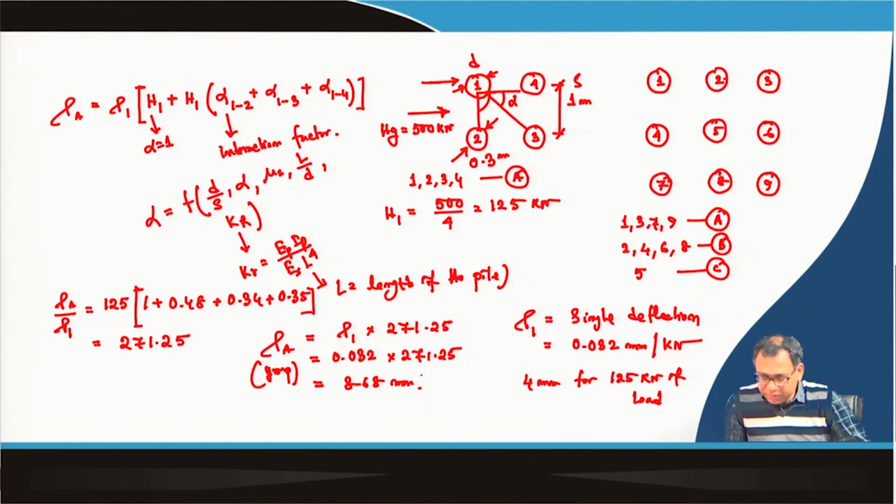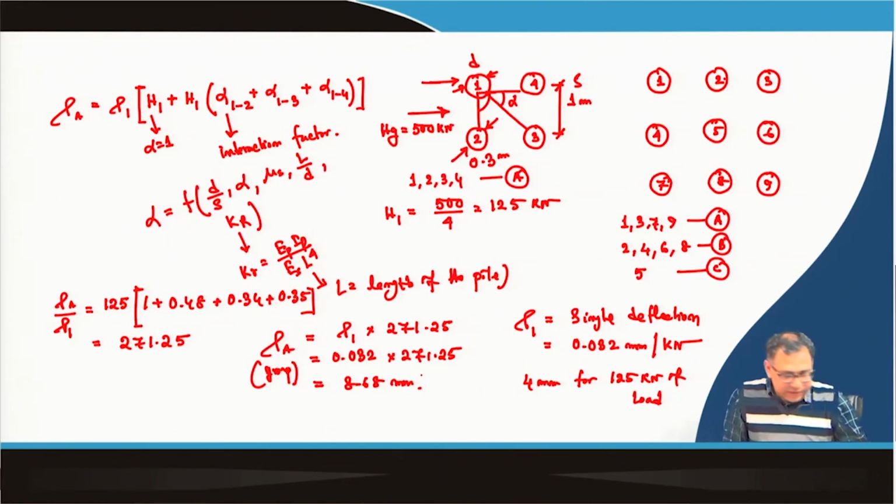group. So, that means for the single pile, the deformation was 4 millimeter for 125 kilonewton. So, you have to convert it to millimeter per kilonewton, then we multiply that. So, for this particular group, this 4 pile group with this spacing and this diameter, the settlement of the group will be 8.68 millimeter, whereas the single pile settlement was 4 millimeter for 125 kilonewton of load.